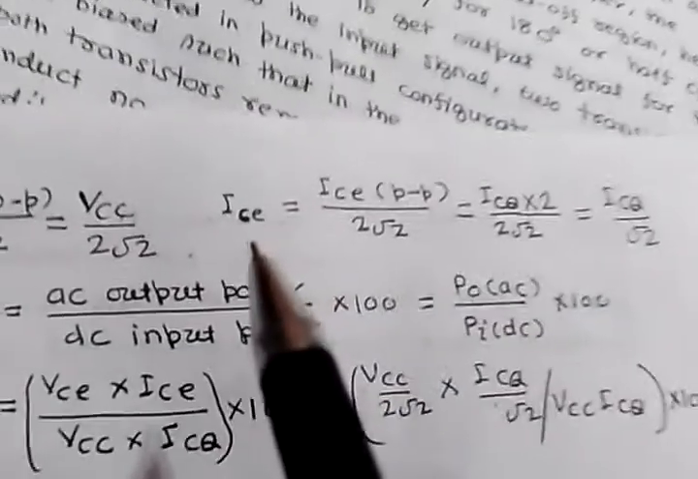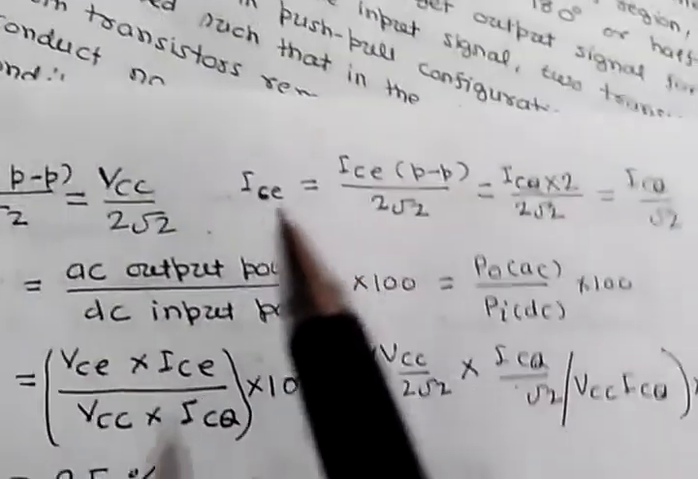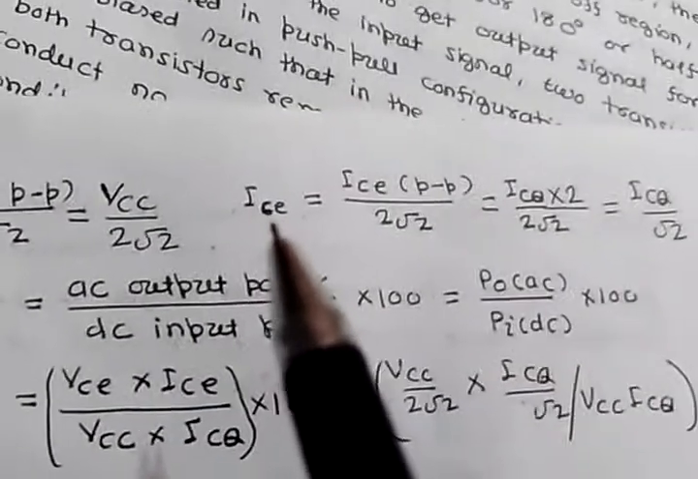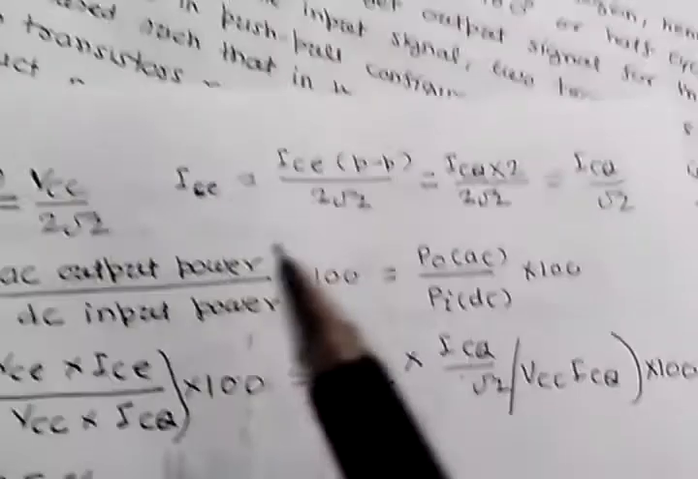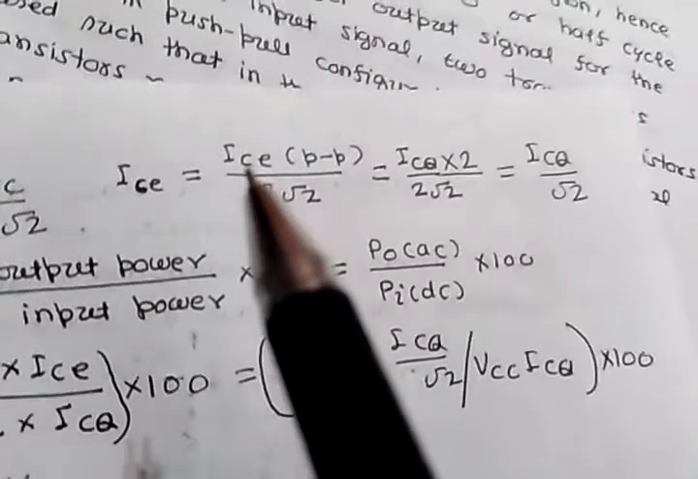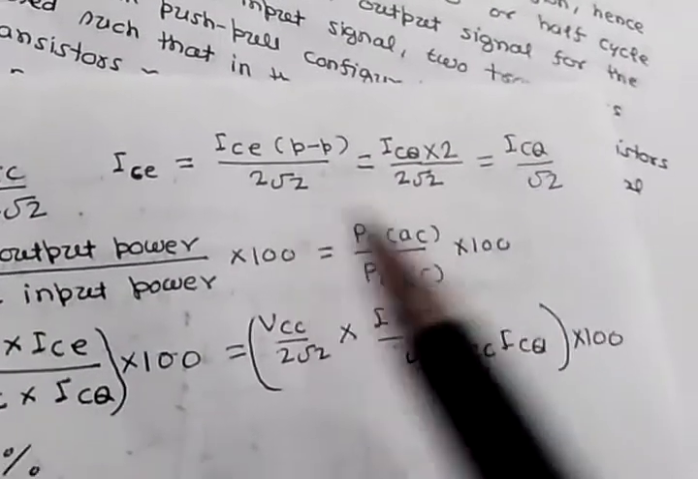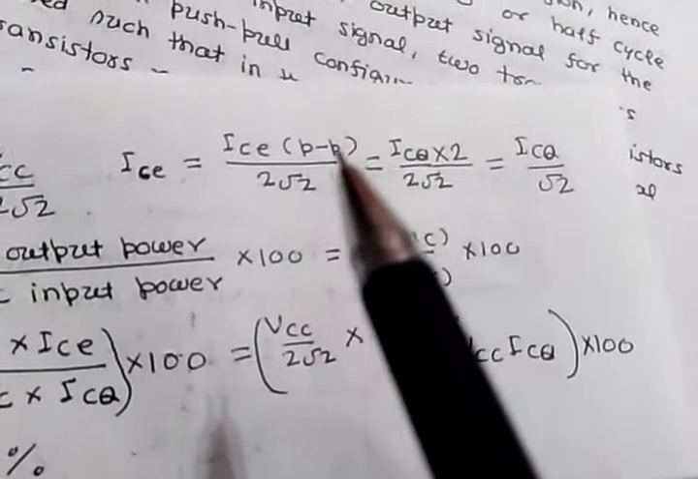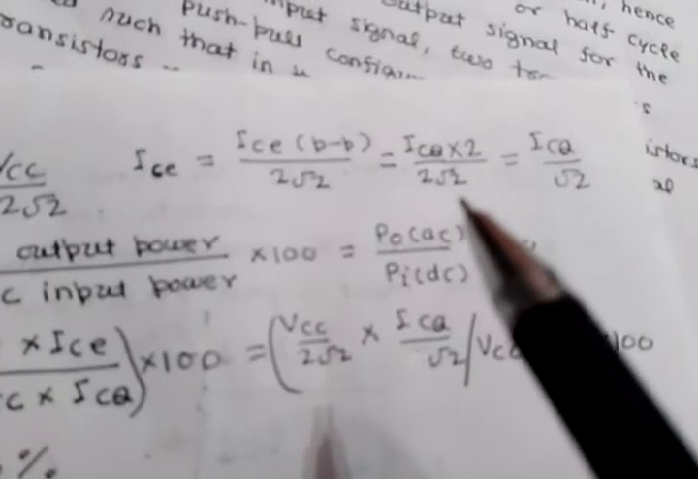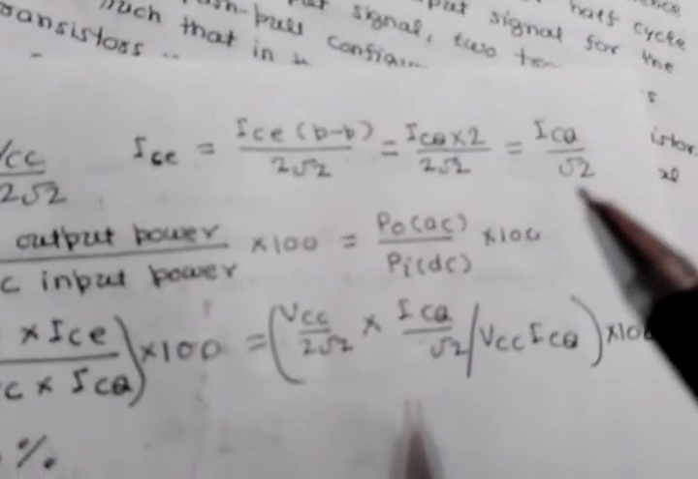And ICE RMS, the RMS value of the collector to emitter current, which is the RMS value of the collector current due to the signal, equals ICE peak to peak upon 2 root 2. ICE peak to peak can be written as ICQ into 2 upon 2 root 2, equals ICQ upon root 2.